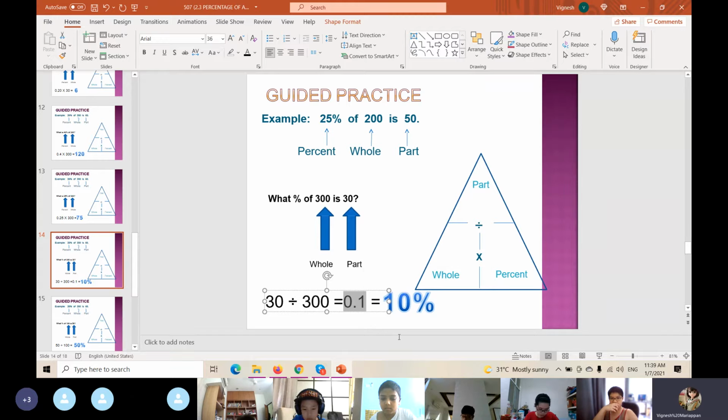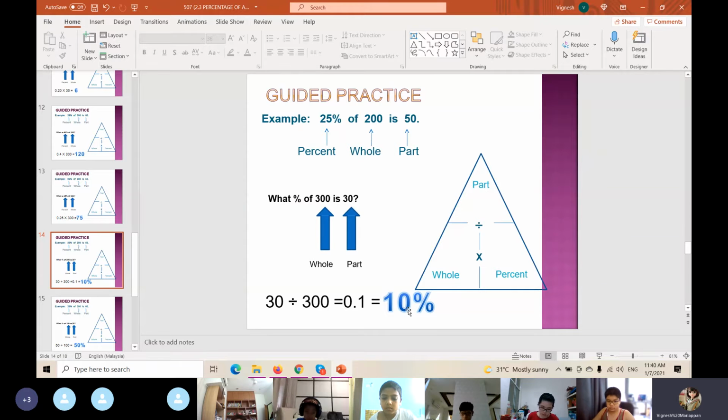Okay, but why do I convert this 0.1 into 10? Because it must be a percentage. Very good, because the question is asked in percentage. So you have to convert to the percentage. How can 0.1 become 10? I have to move the decimal point. Okay, how many decimal points have I moved?